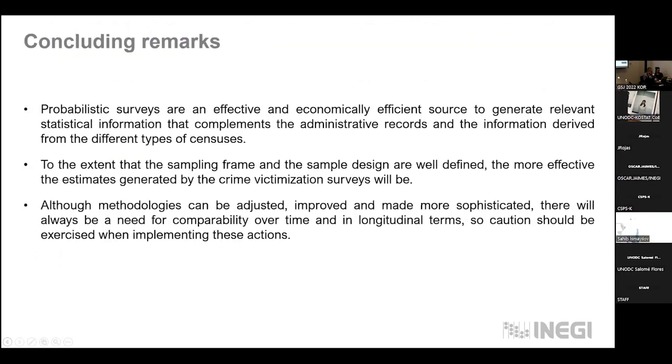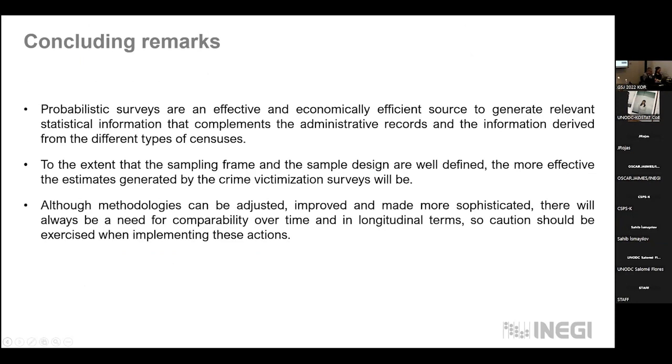So one of the conclusions is that probabilistic surveys are an effective, economically efficient source to generate relevant statistical information that can complement the administrative records and the information derived from the different types of censuses. And then regarding the sampling, to the extent that the sampling frame and the sampling design are well defined, the more effective the estimates generated by crime victimization surveys will be. So we're going to be prepared to defend all these methodologies.